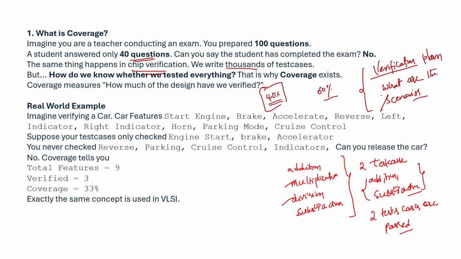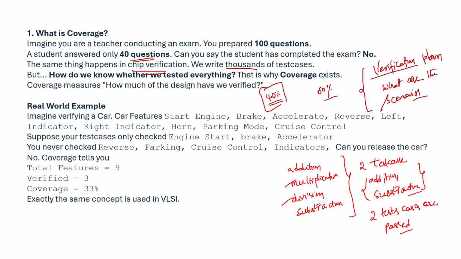In the same way, in the real world, suppose you are verifying a car. These are the features: start engine, brake, accelerator, reverse, left indicator, right indicator, horn. All these things you are verifying. Suppose you have written test cases only for engine start, brake, and accelerator, but you never checked whether reverse gear is working, whether parking is working, and whether cruise control is working.